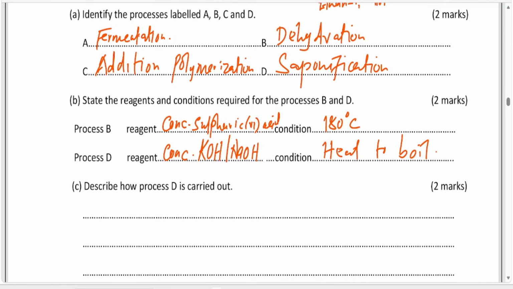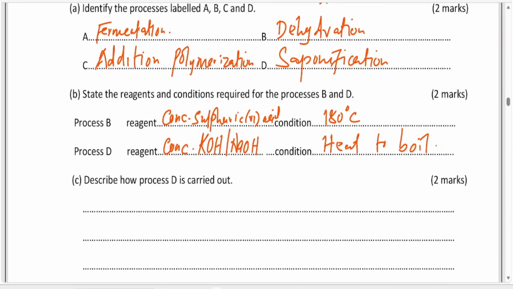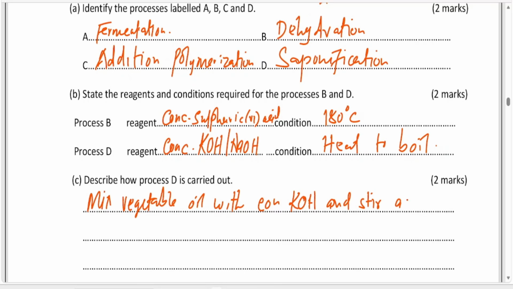Question part C. Describe how process D is carried out. Process D is saponification. How is it carried out? We start by mixing the vegetable oil with concentrated sodium hydroxide. So we say mix vegetable oil with concentrated potassium hydroxide and stir as it boils.